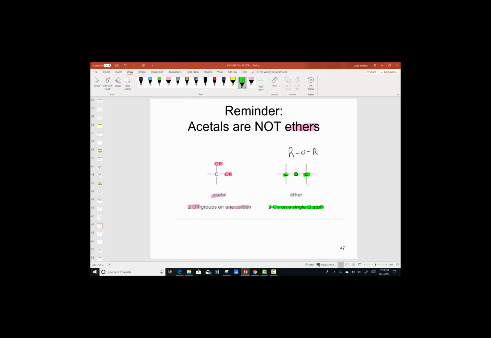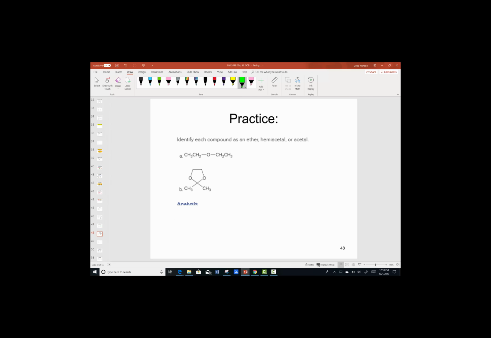I look left, I look right, and they're both carbons. Notice I have 2 oxygens on a single carbon. Here I have an oxygen attached to 2 carbons. We must remember the difference between an acetal group and an ether group. So pause there and just ask yourself, how would I label these as ethers, hemiacetals, or acetals? Take the time to write your answer down.